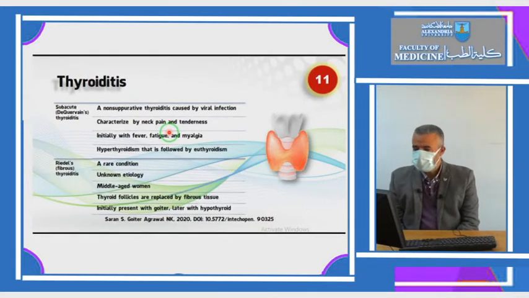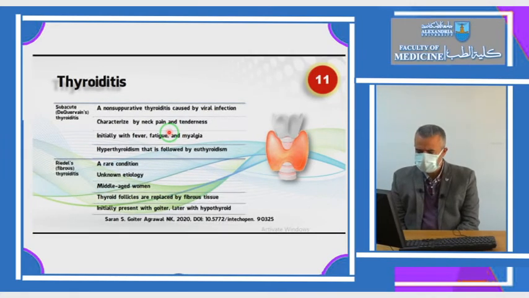Thyroiditis is another cause of goiter, the most famous examples of which would be subacute thyroiditis and Riedel thyroiditis. Subacute thyroiditis is a non-suppurative type of thyroiditis caused by viral infection. It is characterized by neck pain and tenderness associated with constitutional manifestations like fever, fatigue, and myalgia. Usually it goes into hyperthyroidism that is followed by euthyroidism.